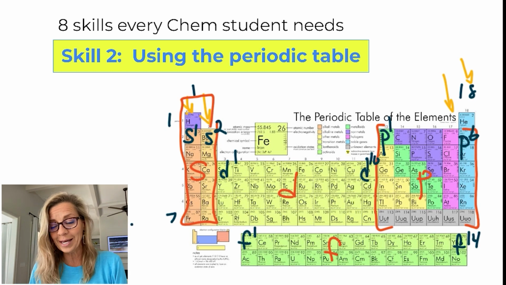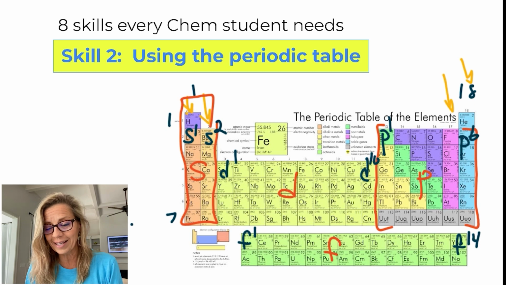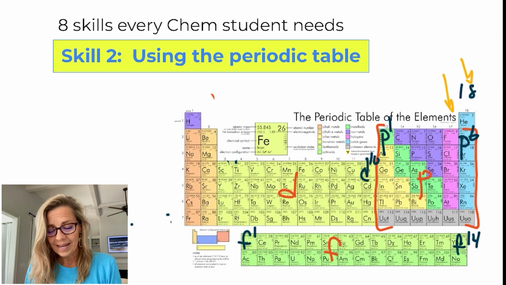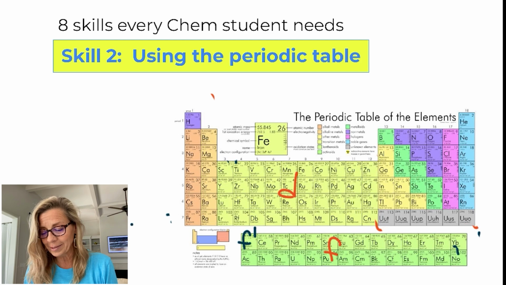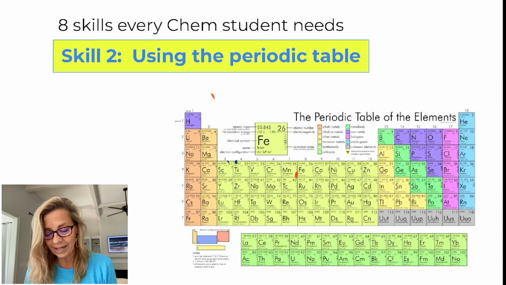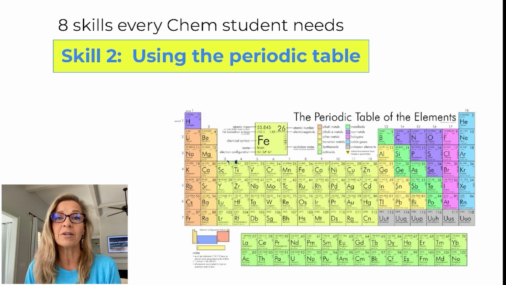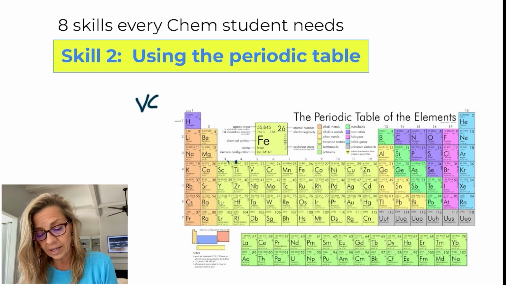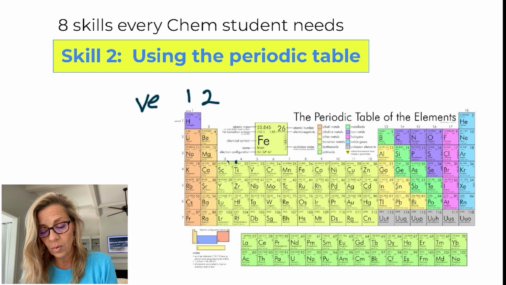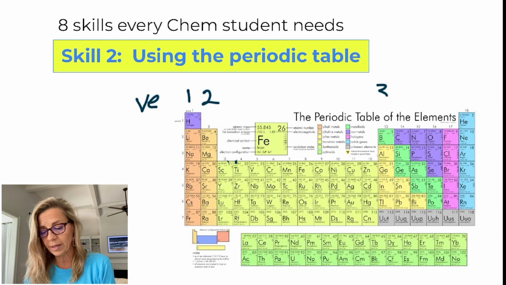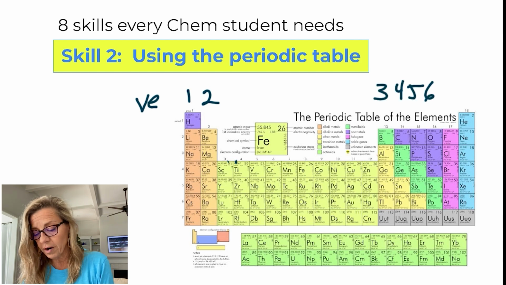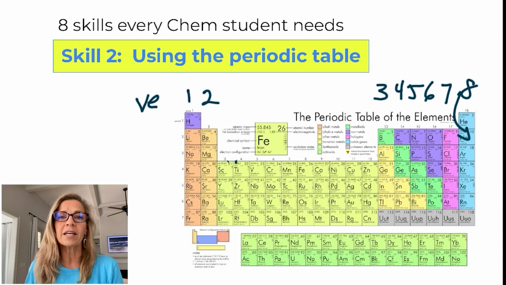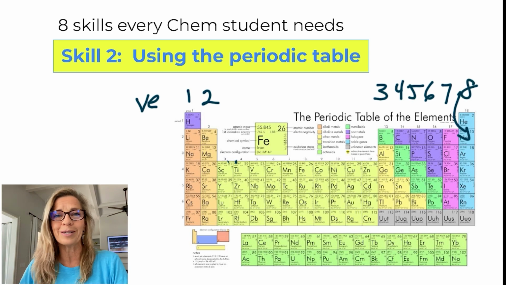Now, with that being said, we also have valence electrons. So let's look at that. And you know how we get valence electrons, right? Those are the electrons that are in the outermost energy level. And so valence electrons, we'll just label them up here. 1, 2, skip the transition metals, 3, 4, 5, 6, 7, and then we've got 8. Of course, helium is different. He's only got 2 electrons total.